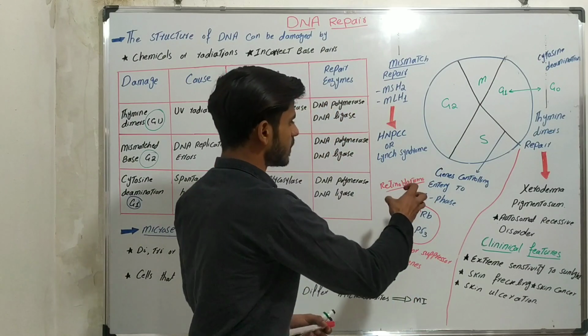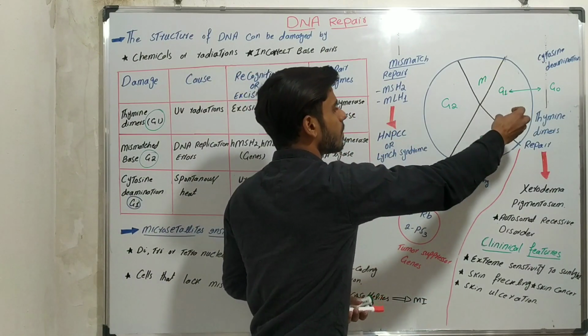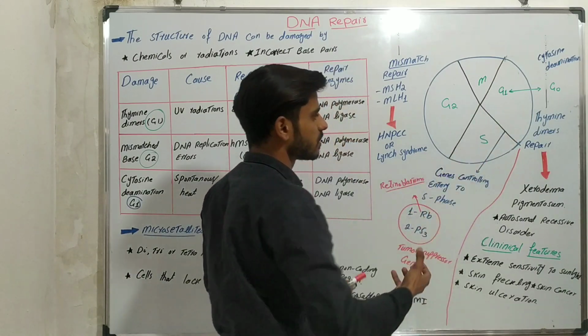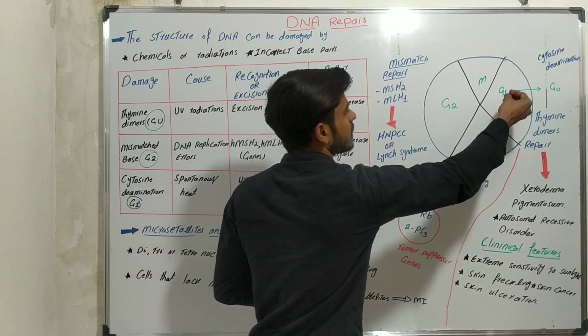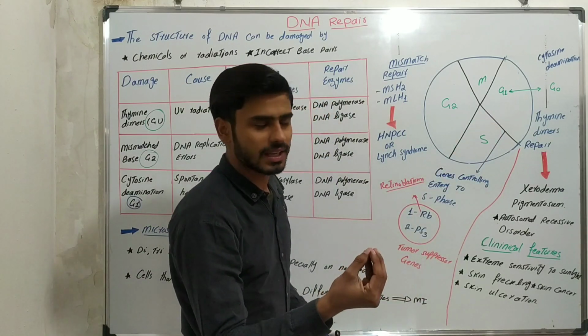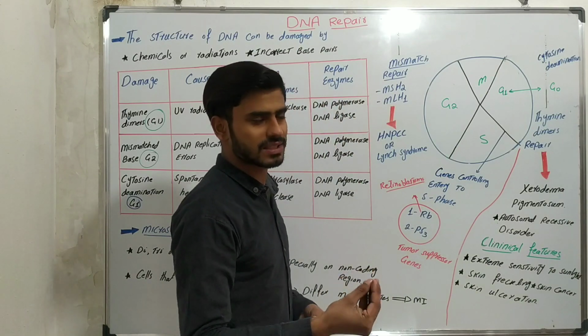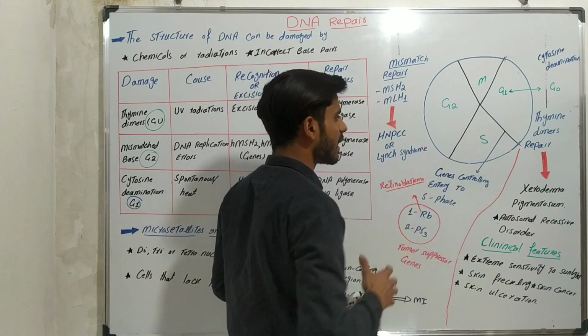So in this process, these two genes will control the entry. If everything is normal, then these two genes will give the permit, and the cell will come from G1 phase into S phase. Now in S phase there is normal DNA. This normal DNA will be replicated in S phase. You know that in S phase DNA replication happens.